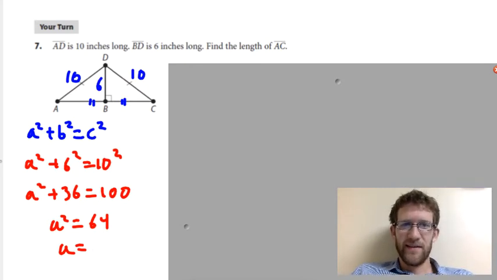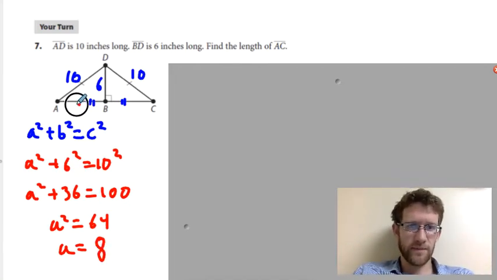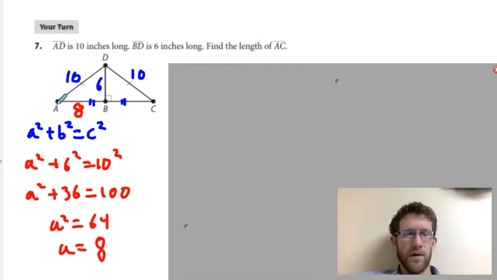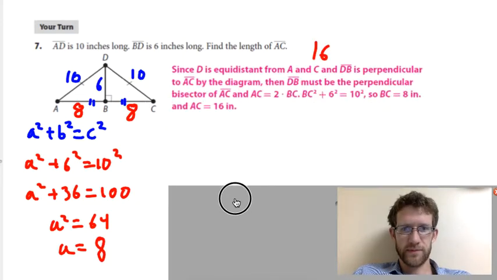Man. All right. What am I thinking? Why did I put 6? 6 and 6 is 36. The square root of 64 is 8. Yes, what's wrong with 8? So A is 8, right? This length is 8. Cool. This length here is also 8. So then the length of AC is 16. So hopefully that's what you got. Yay, 16.